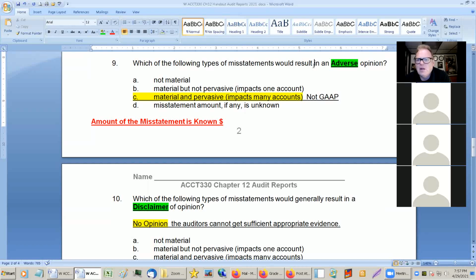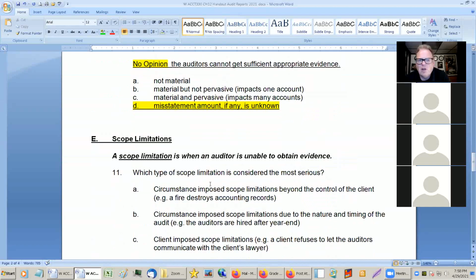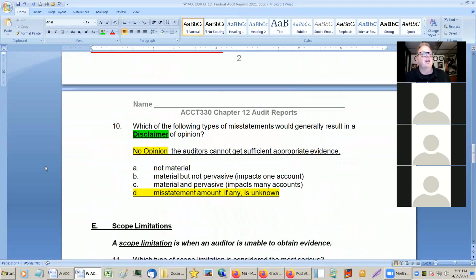No. You can't do it, because a disclaimer says that you don't know. With an adverse opinion, you do know. And so it's sort of like a fraud to say, I don't know, right? When actually you do know that they're misstated and how much they're misstated by. So you can't bargain away an adverse opinion with a disclaimer. Okay, let's go ahead and enter that for the poll.